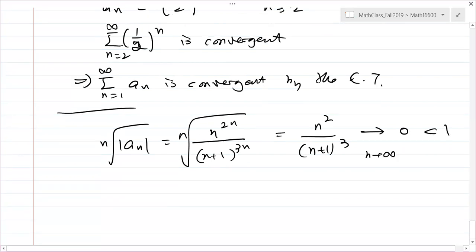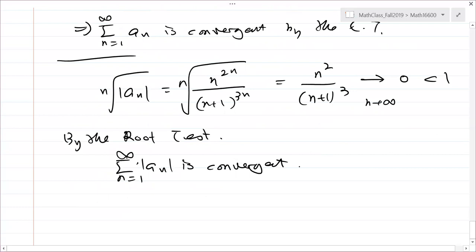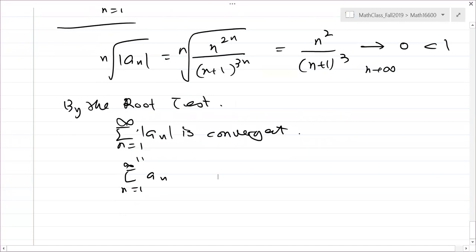So we can say by the root test, this series is convergent. Or the original series is convergent because it's positive, it's the same. And of course this is convergent. In this case, it's the same. So for this problem, we have two methods, right? The comparison test is not easy to see and use, but it works.